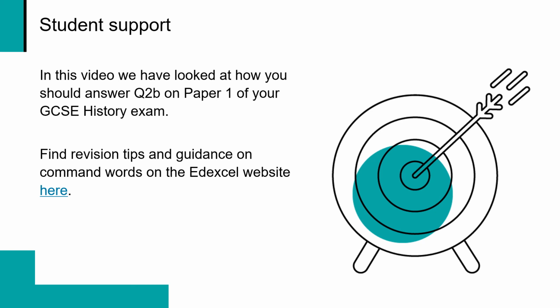That brings us to the end of this walkthrough video. In this video, we have looked at how you should answer question 2b on paper 1 of your GCSE History exam. We hope you have found it useful.